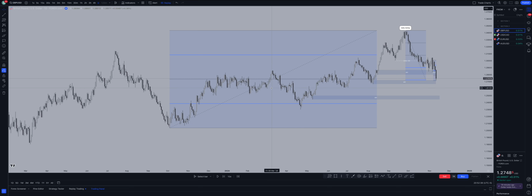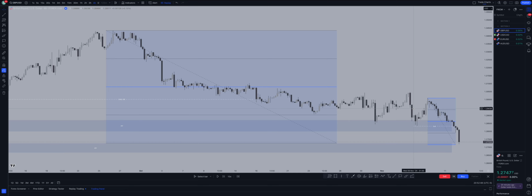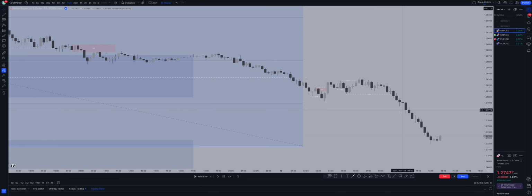GU on the daily time frame. We're doing the end of day for Tuesday, October 12th. Daily swing is bullish, daily internal is bearish, 4-hour is bearish, 15-minute is also bearish.